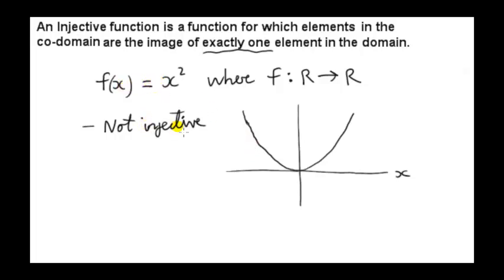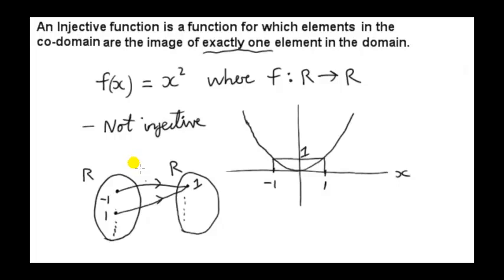Here is an example of a function that is not injective. It's the function f of x equals x squared, where the domain is the set of real numbers and the codomain is also the set of real numbers. It's easy to see that this is not injective by considering the values -1 and +1 in the domain and squaring them. Okay, so -1 squared is +1, but +1 squared is also +1. So we have two arrows pointing to this element, which means that this function is not injective.